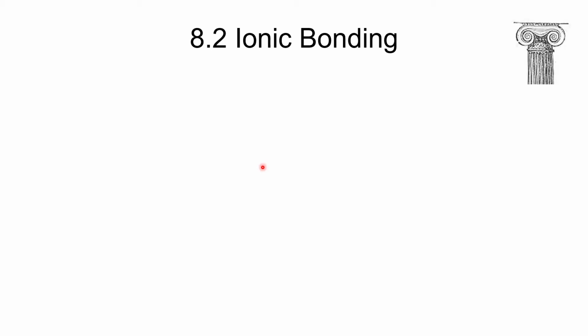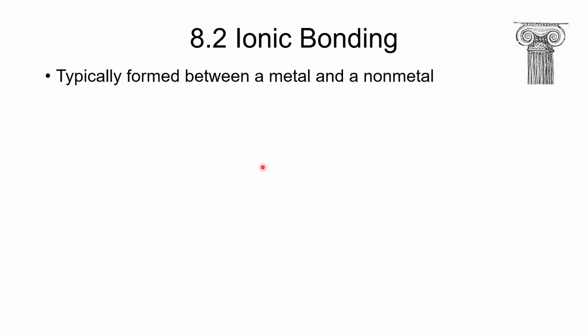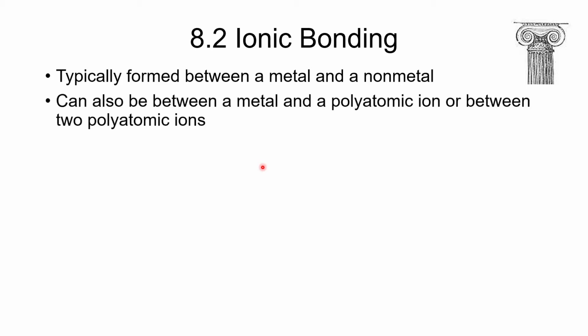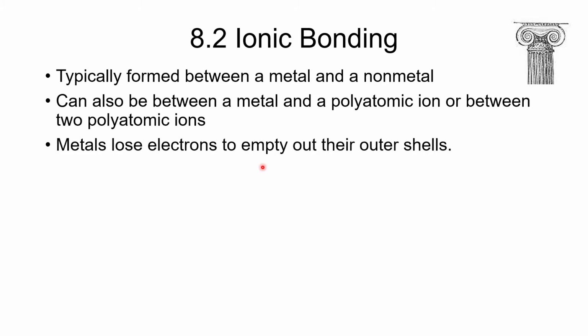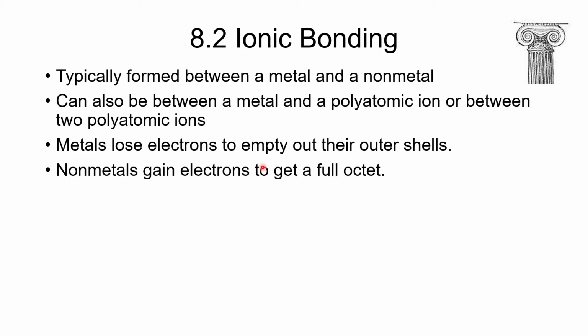Not to be confused with ionic columns. Ionic bonding: ionic bonds are typically formed between metals and nonmetals. However, you can also get an ionic bond between a metal and a polyatomic ion, or even between two polyatomic ions. When it's between a metal and a nonmetal, the metals lose electrons to empty out their outer shells, and nonmetals tend to gain electrons to get a full octet.